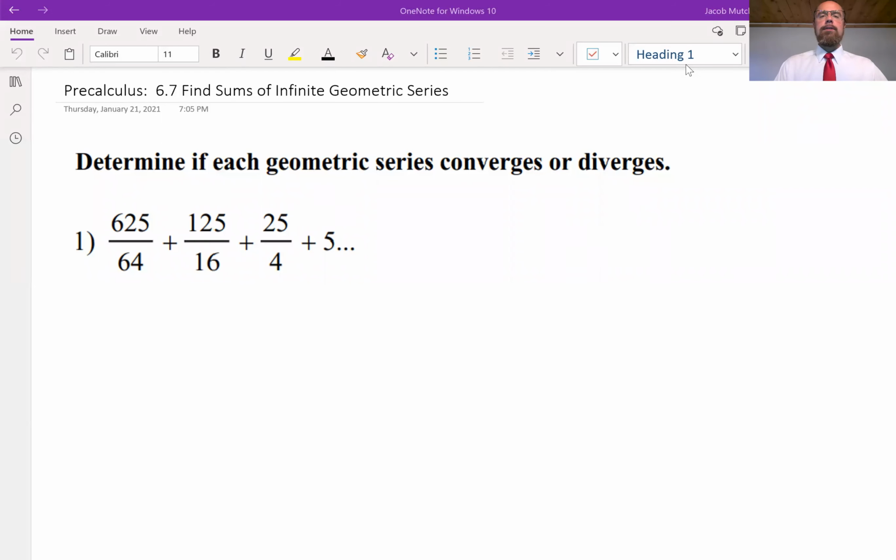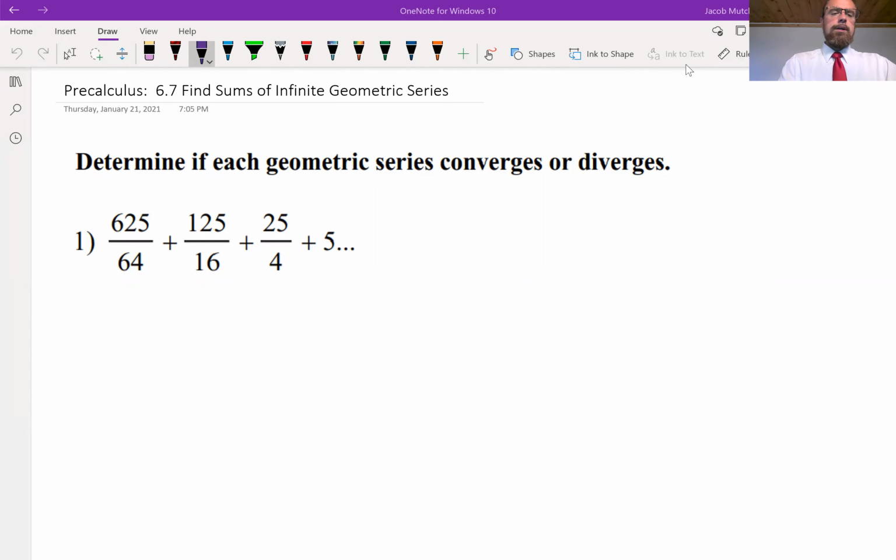Welcome to Pre-Calculus. Today we will investigate finding sums of infinite geometric series. Let's take a look at a couple examples that are presented just as series in a row, so not in sigma notation yet. I've got this one here, 625 over 64 plus 125 over 16 plus 25 over 4 plus 5.